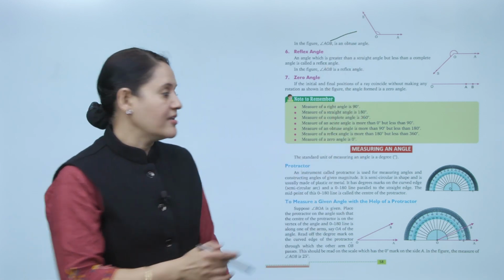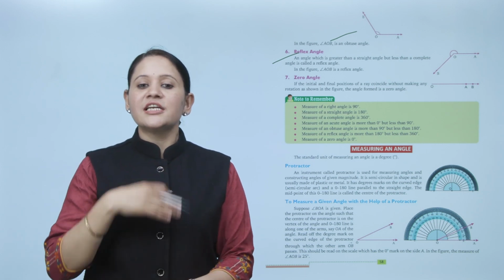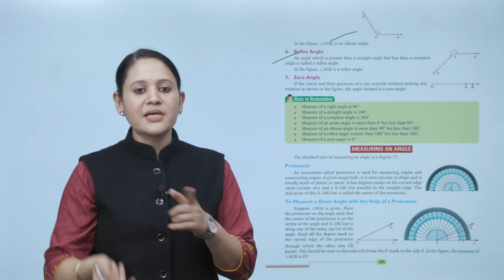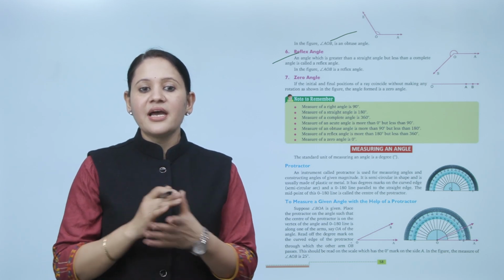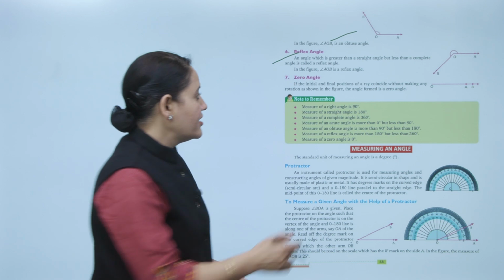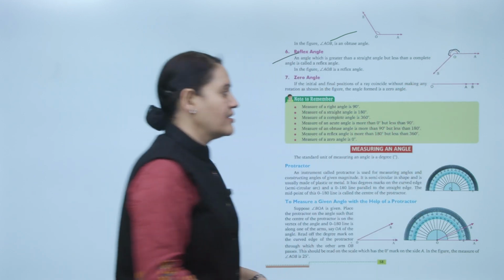Next is reflex angle. An angle which is greater than straight angle but less than complete angle, means more than 180 degree but less than 360 degree, that is called the reflex angle. In the figure, angle AOB is reflex angle. Here, this is reflex angle. Clear?